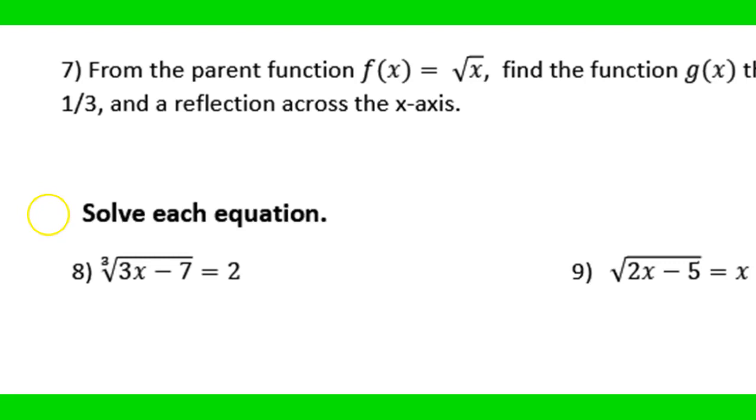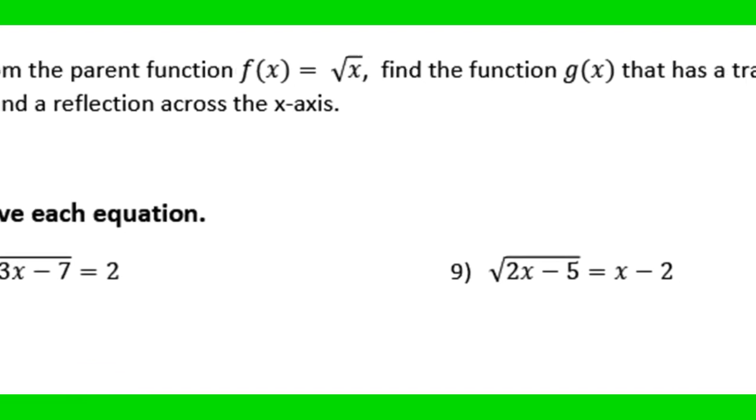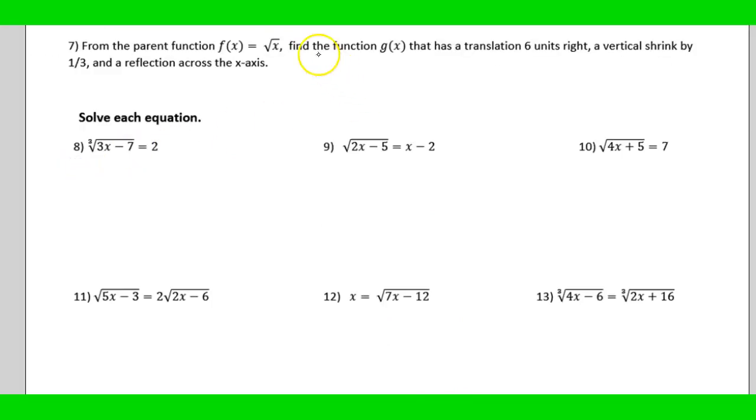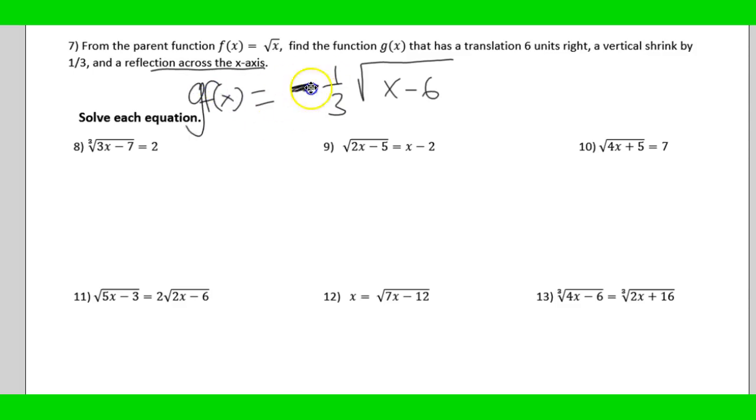This one says, from the parent function. Remember the parent function we talked about, square root of x. Let me make it smaller. We want to translate the parent function 6 units right. So we're going to go 6 units right, which means minus 6, right? Do the opposite. Vertical shrink by 1/3, so 1/3 out front, and then reflect over the x-axis. That's a negative out front. So there we go, there's our function, g of x.